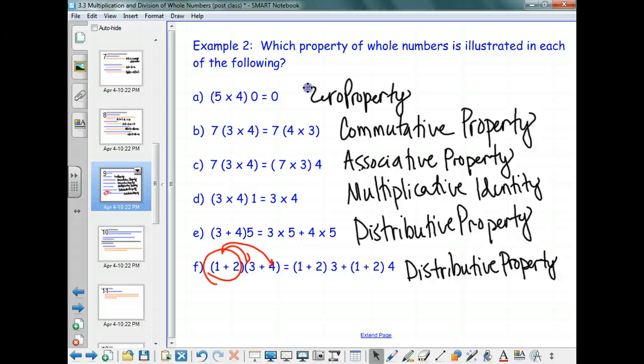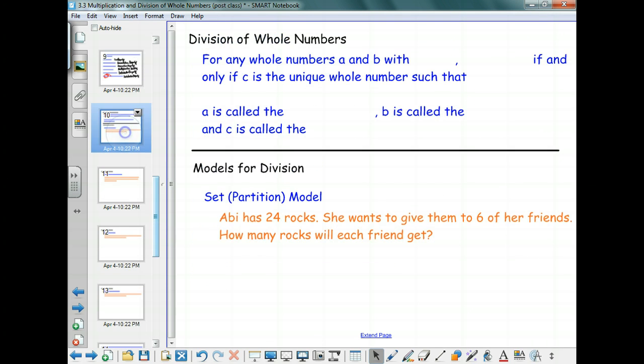All right, last topic in this section is division. Division of whole numbers. For any whole numbers A and B, we have to have a condition: B cannot be 0. Then we have A divided by B equals C if and only if C is a unique whole number such that B times C equals A.